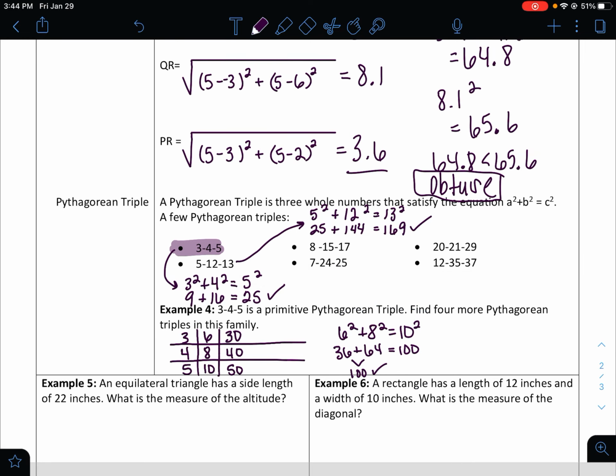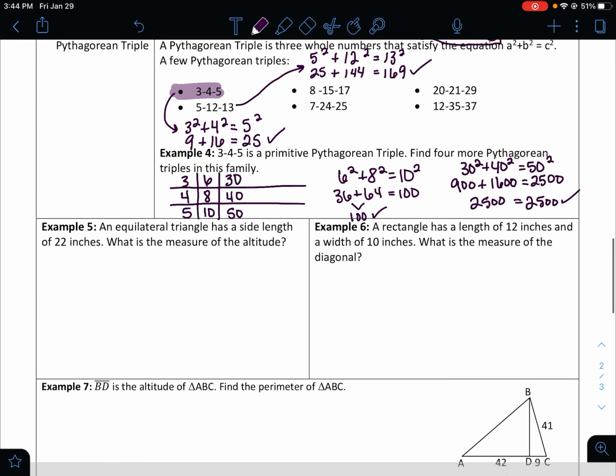Then you'd have 30 squared plus 40 squared, and we're going to see if that's equal to 50 squared. So 30 squared is 900, 40 squared is 1600, 50 squared is 2500, and 900 plus 1600 is 2500, and that equals 2500, of course. So again, if you take any of these Pythagorean triples and multiply all 3 of them by the same number, it's still going to create a Pythagorean triple.